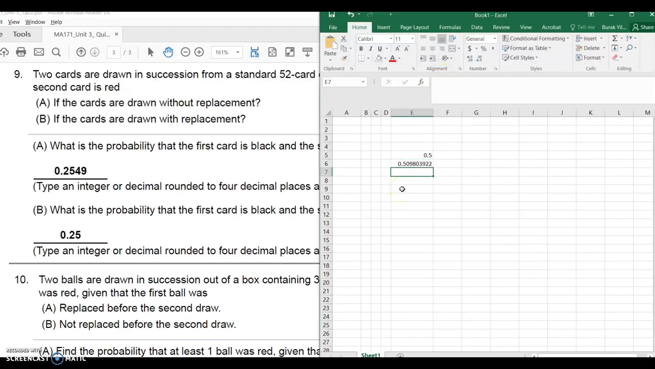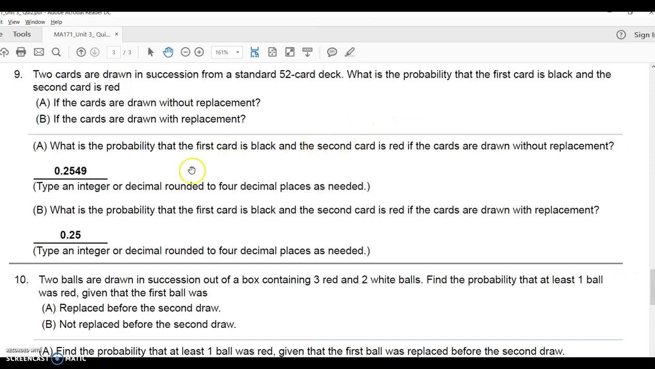And then the probability being asked is you just multiply these two. So this one times this one. So the answer is 0.2549. So part B is exactly the same, but this time we're replacing the cards.